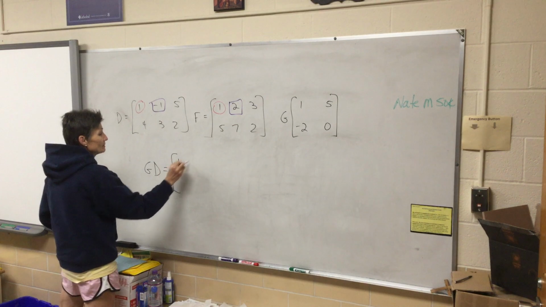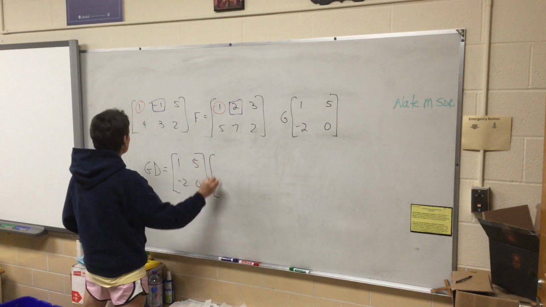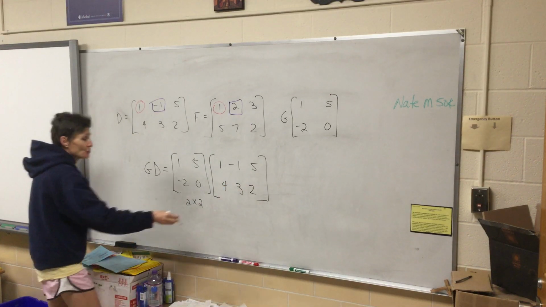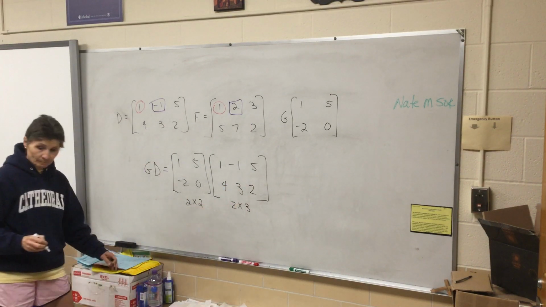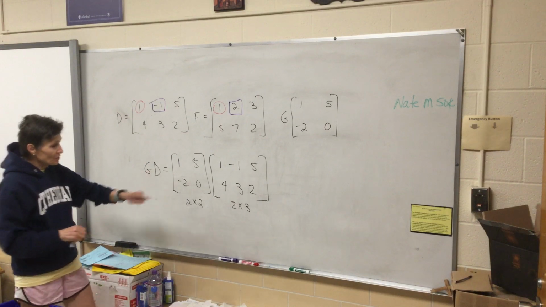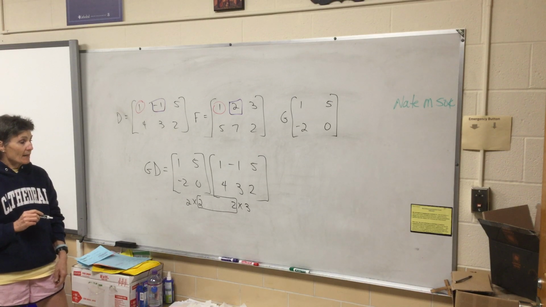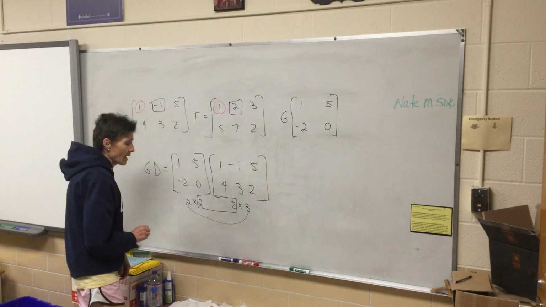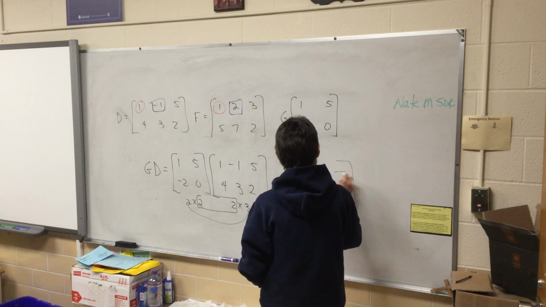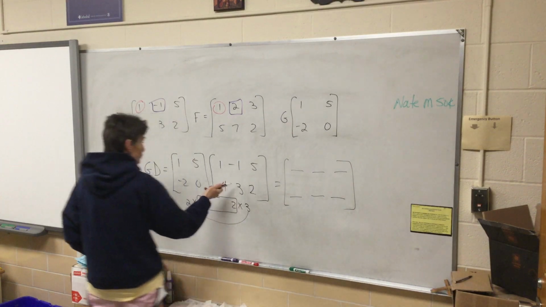Now, G is a 2 by 2, and D is a 2 by 3. So I can multiply a 2 by 2 times a 2 by 3 because those numbers match. And then these numbers, I don't care what they are, but they tell me how big my answer is. So my answer is going to have 2 rows and 3 columns. It's going to be the same size as this one, 2 rows and 3 columns.